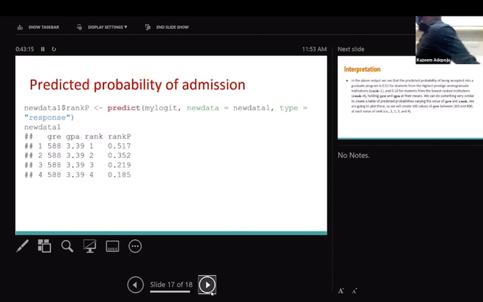And look at somebody who came from a school that was ranked the lowest, like 4. Look at the probability of getting admission: 0.185. Oh my God, despite the fact they have the same GPA value and the same GRE.